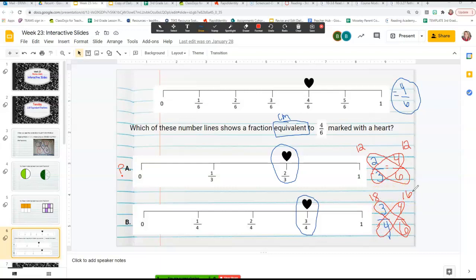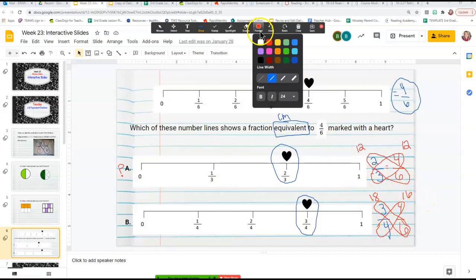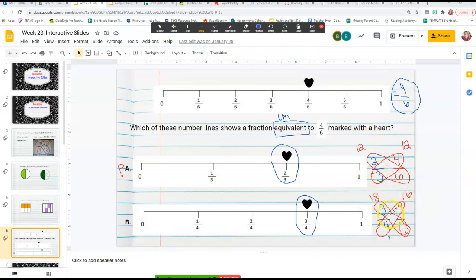Now, 18 and 16 are not equivalent. It's not the same number. 18 is greater than 16. So actually, 3/4 is greater than 4/6. So I know my equivalent fractions are these two right here because they both equal 12. So A is my answer.